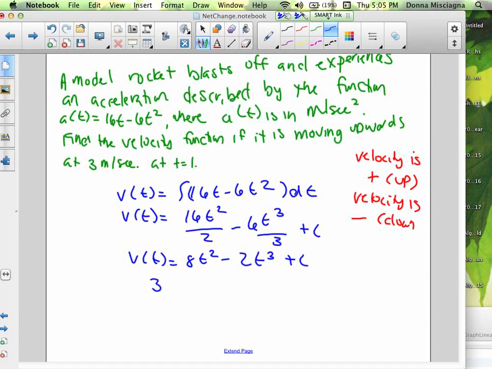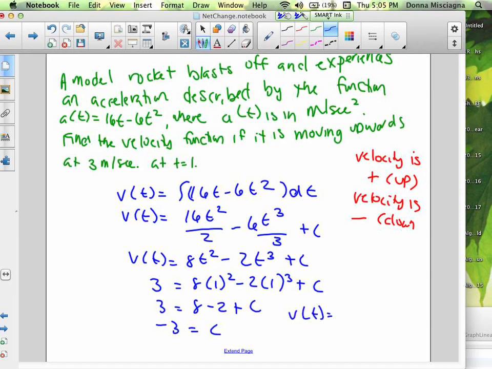All right, so 3 equals 8 times 1 squared minus 2 times 1 cubed plus c. So that's 3 equals 8 minus 2 plus c. That's going to be 6. Right, 3 minus 6 is going to be a negative 3 equals c. And therefore, I'm looking for a spot to write this. I'll put it over here. V of t is 8t squared.